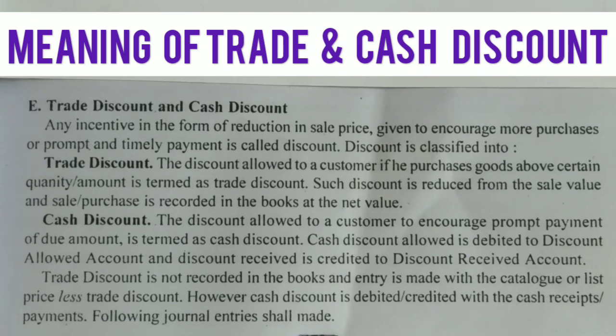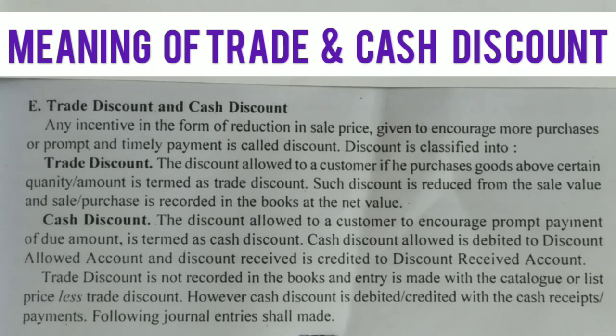Now, how to record? Trade discount is not recorded in the books. We only minus the amount of trade discount from the value of goods, but we do not record it. The entry is made with the catalog or list price less trade discount. That means the entry is passed with the net value.